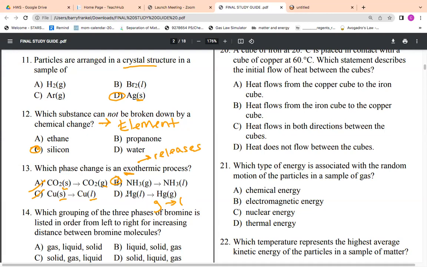But just to make sure, let's look at choice D as well. In choice D, we're going from liquid to gas. That is evaporation. In order to evaporate something, you got to heat it up. So that would be endo as well. So you want to go with choice B ultimately.